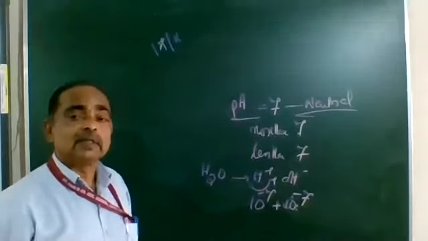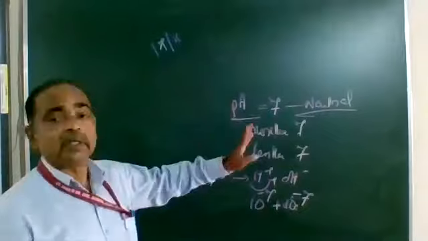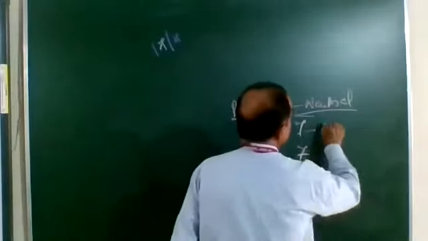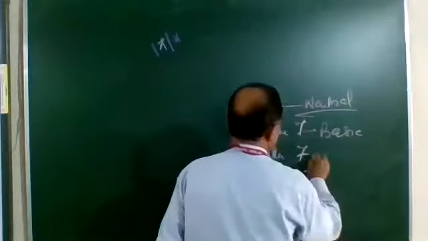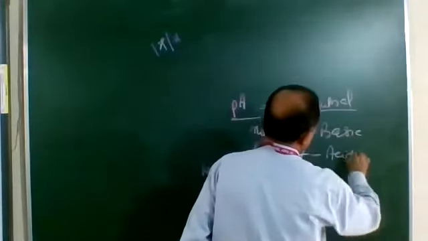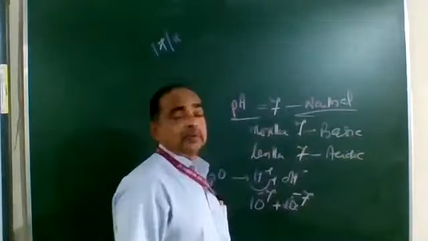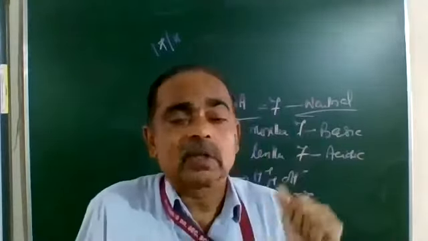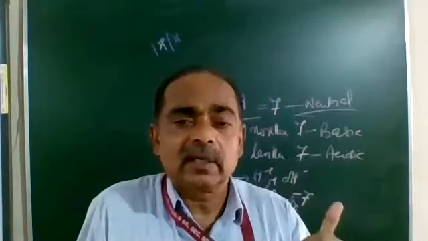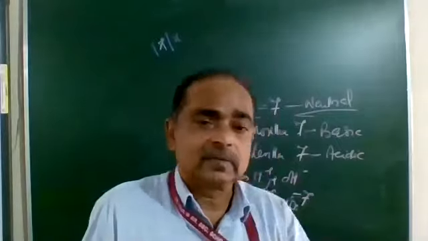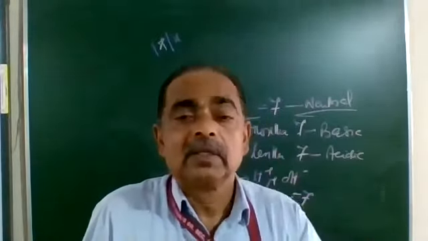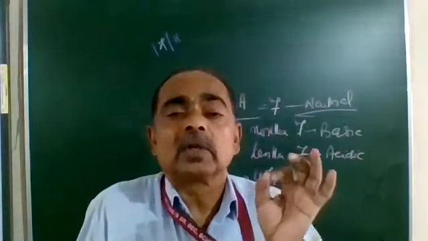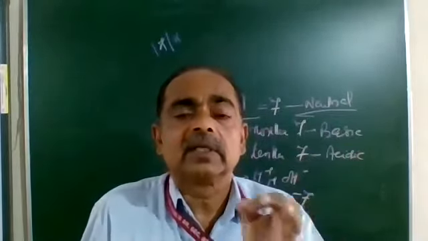So what do we say? When the pH is equal to 7, it is neutral. When the pH is more than 7, it is basic. And when the pH is less than 7, it is acidic. So remember, pH equal to 7, the solution is neutral. More than 7, it is basic. And less than 7, it is acidic. You understood it? This is how we interpret the pH.